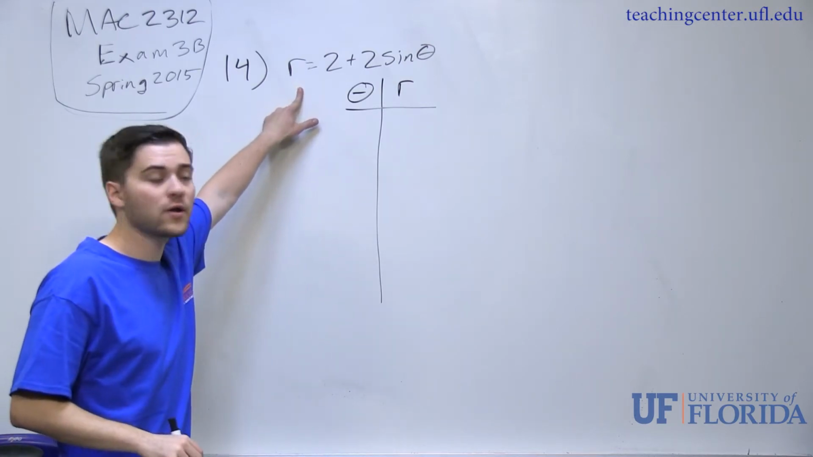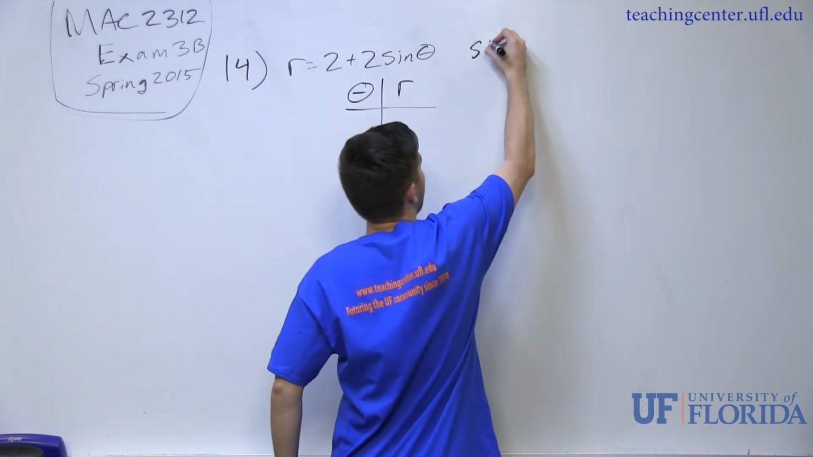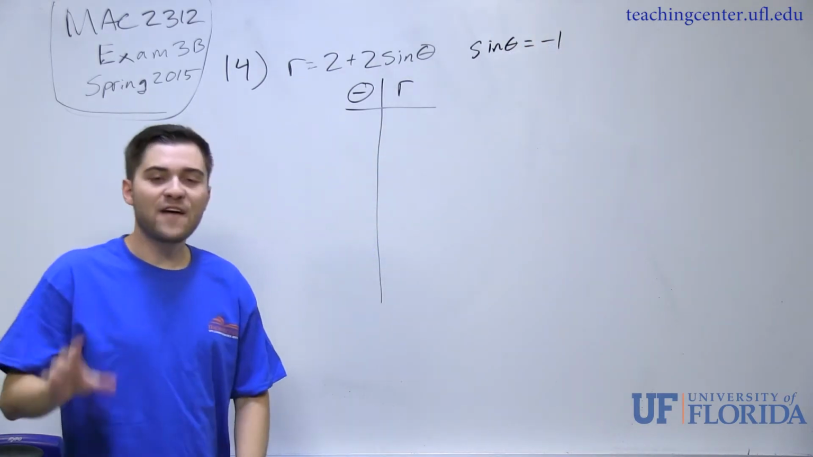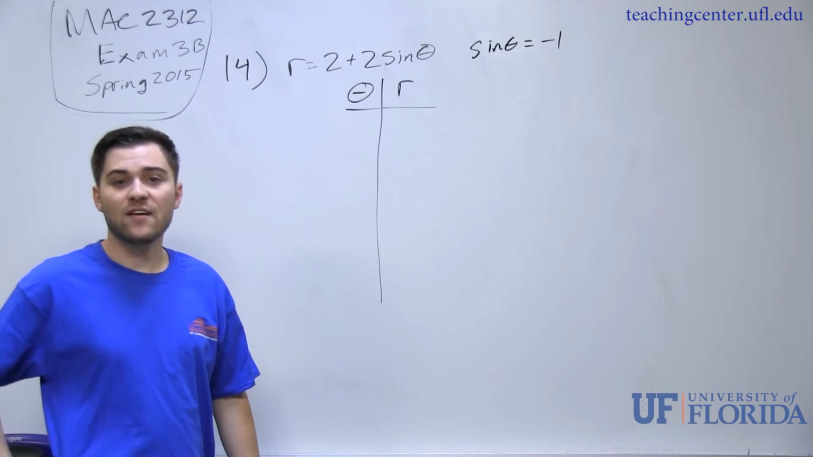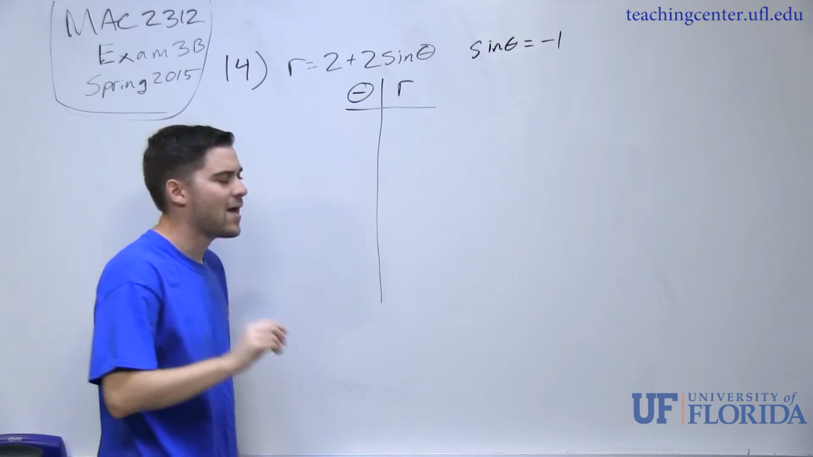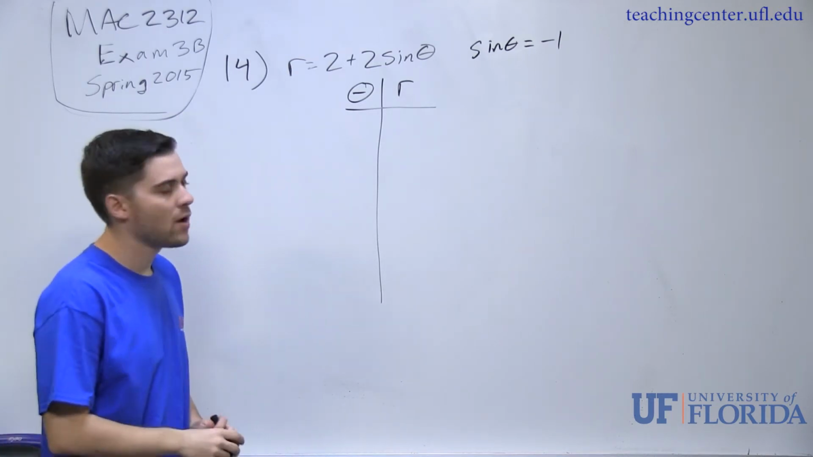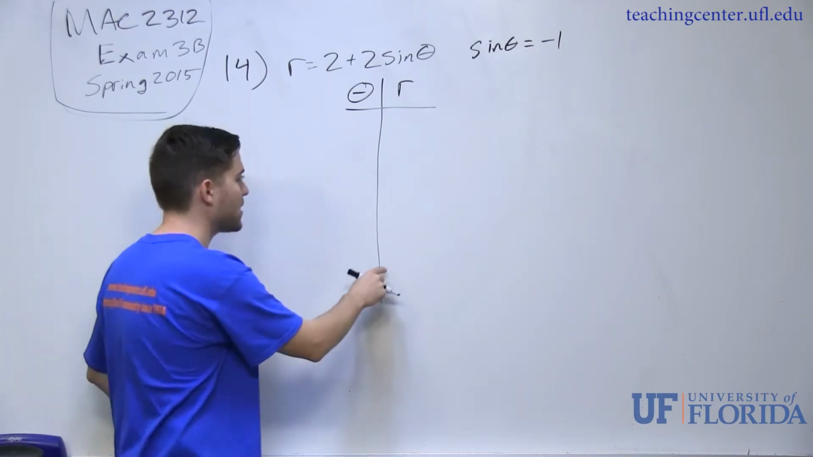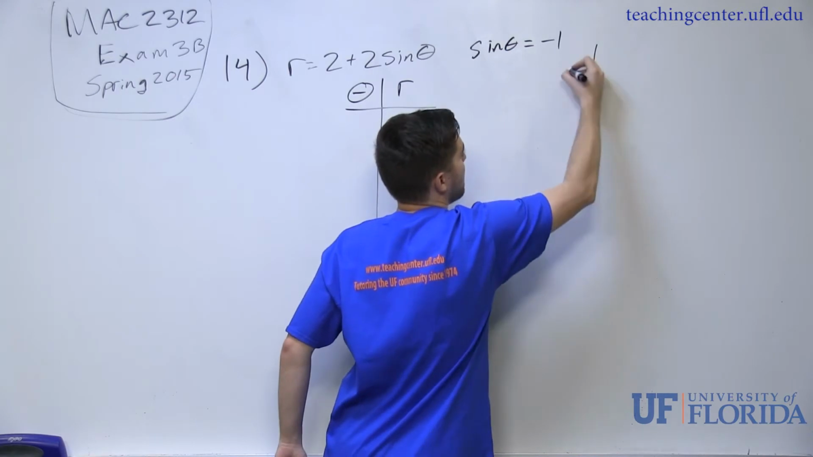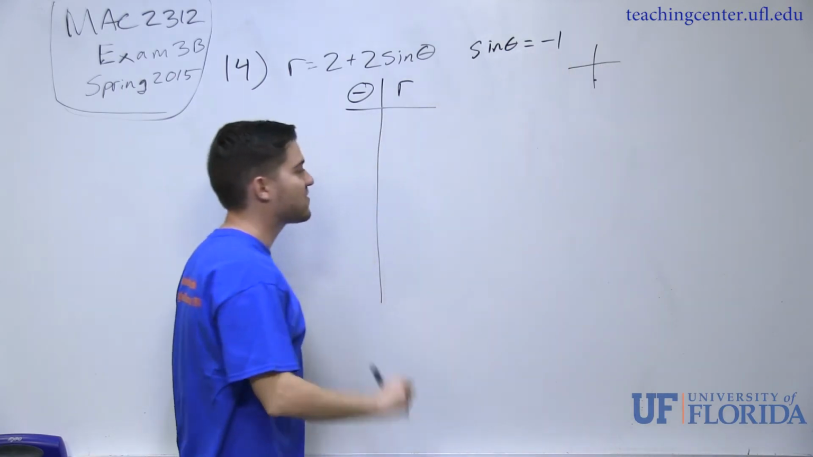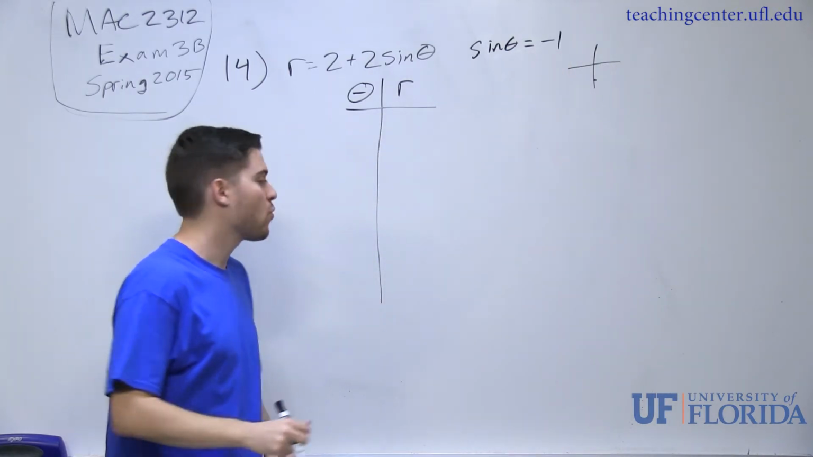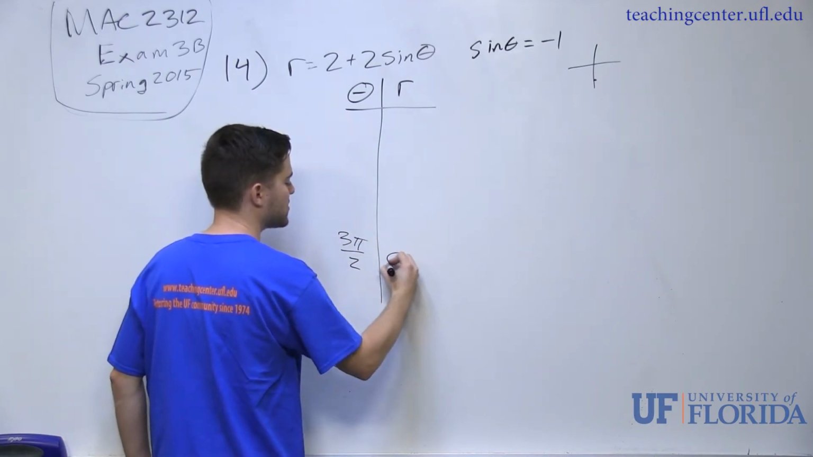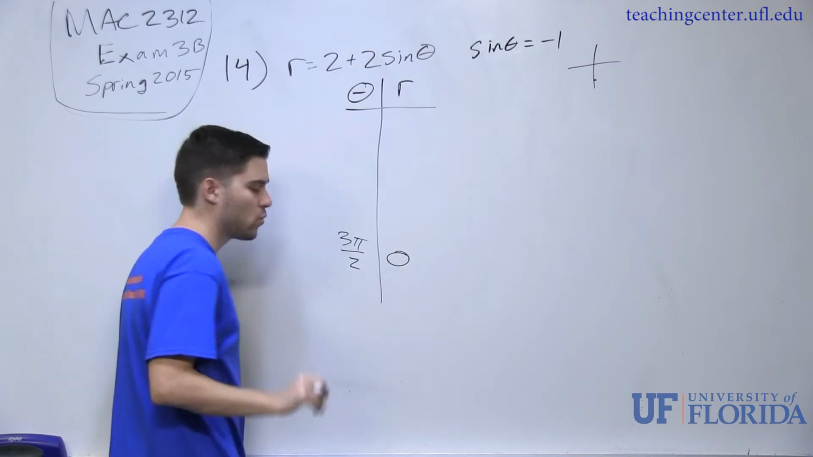So if I plug in r equals 0, I end up getting sine of theta is equal to -1. So I need to find the values where sine is -1. Well, sine is -1 at one value as far as I know, and that's 3 pi over 2. So that would be right here, the bottom of the unit circle. So that's the only 0 in this case. I'm going to denote down here that 3 pi over 2 will cause this graph to go to 0. We'll keep that in mind.